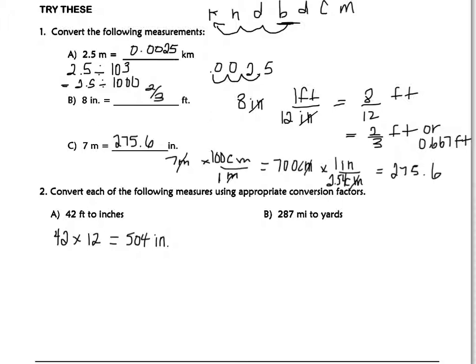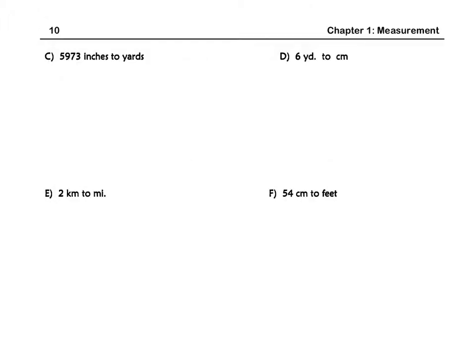And the next one is 287 miles to yards. So if you look back at your chart, which was on the other page, there are 1,760 yards in a mile. So if you have 287 miles and you want to change that to yards, you want to get rid of the miles, and you know that 1 mile is 1,760 yards, so the miles would cancel and you'd be left with 287 times 1,760, which would be 505,120 yards.